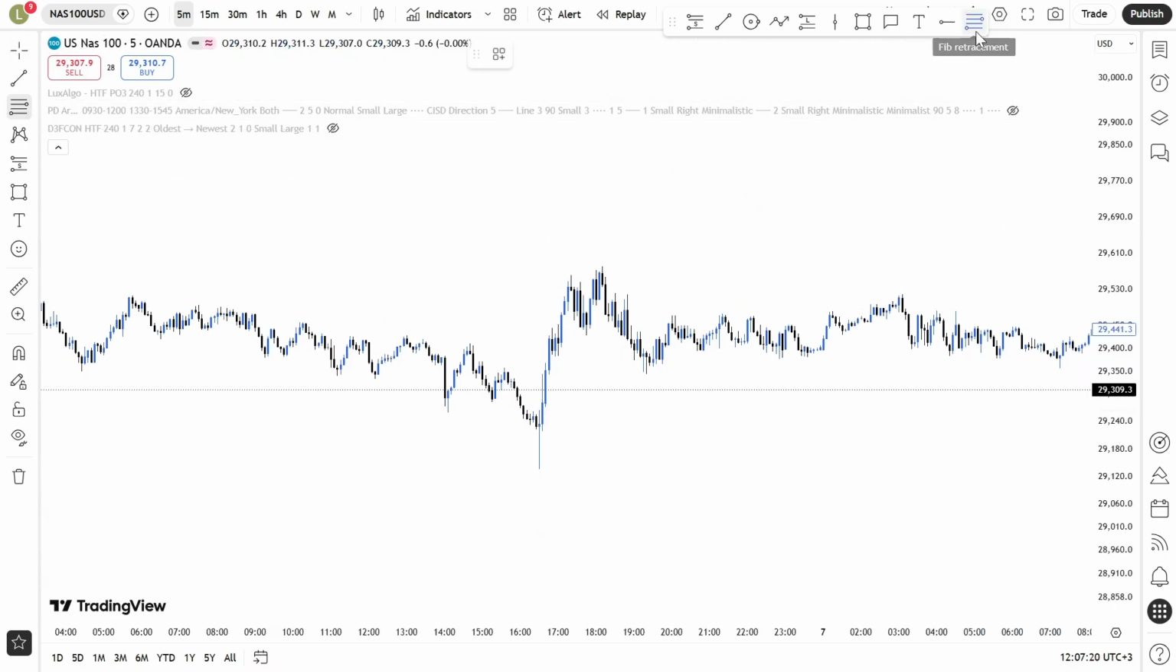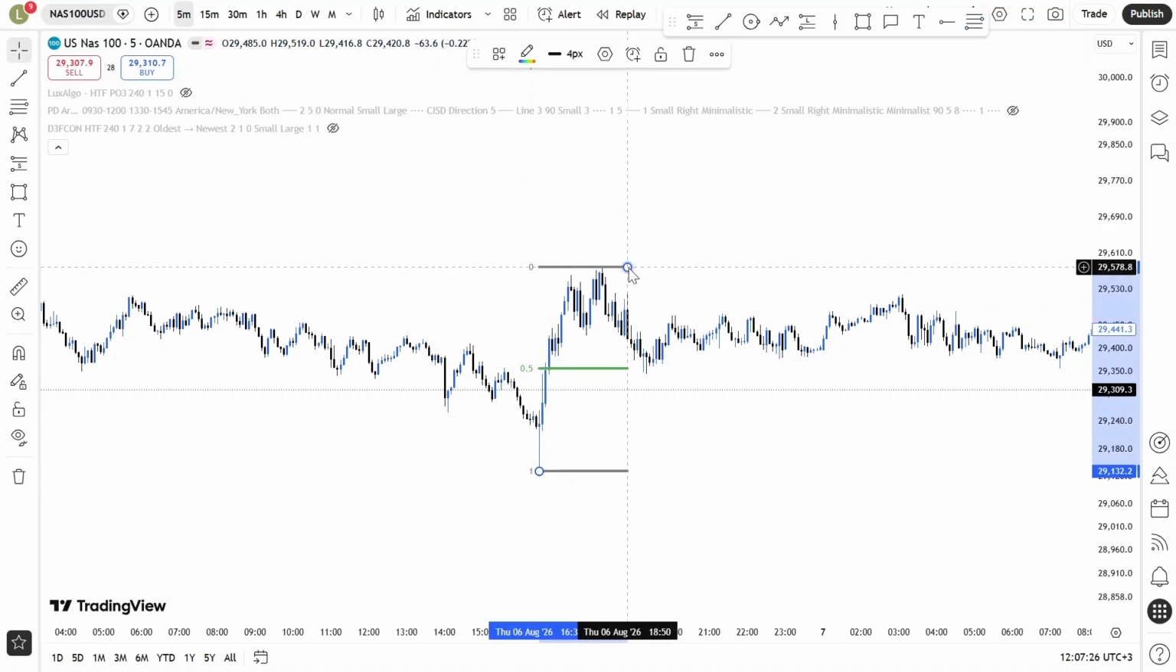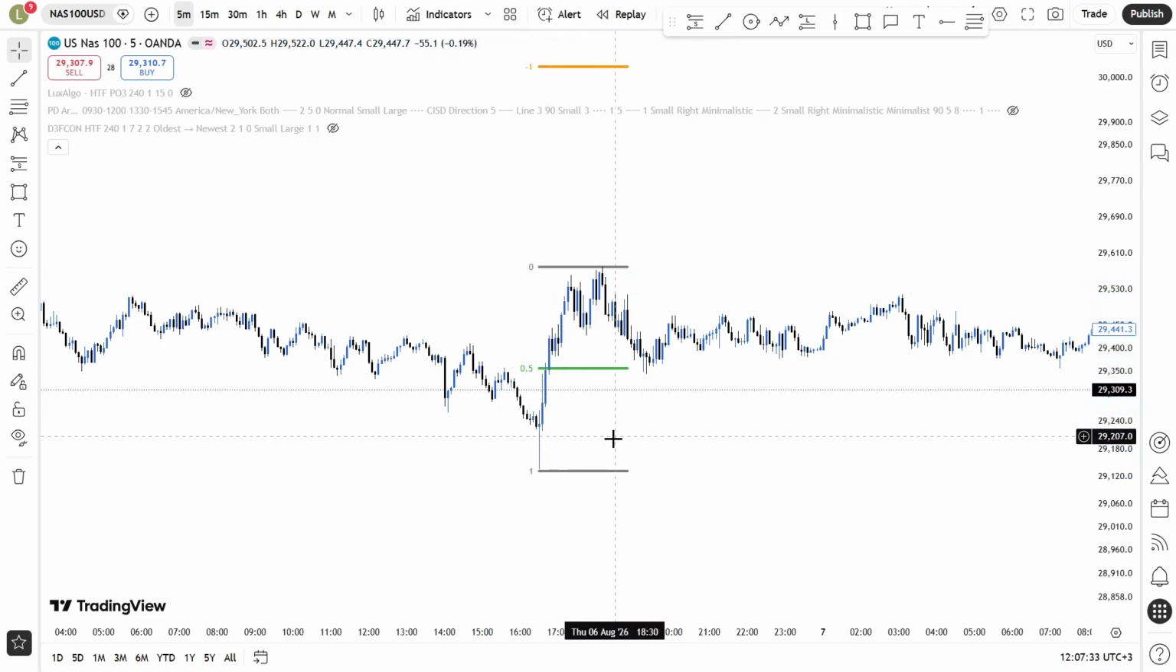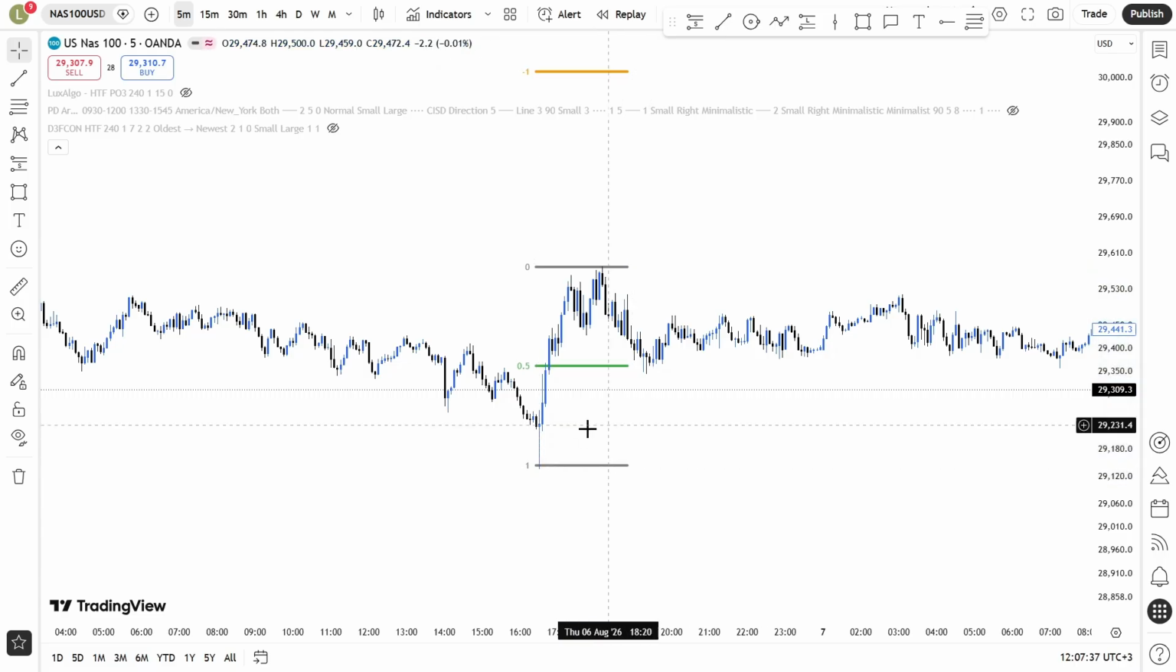So this one, we are in a bullish market. In a bullish market, you mark from down to up. What do you want to see? You want to buy below here and sell above here.